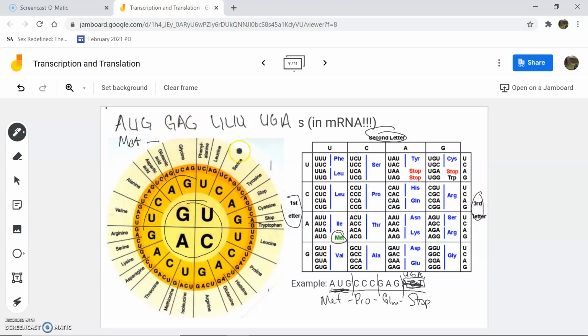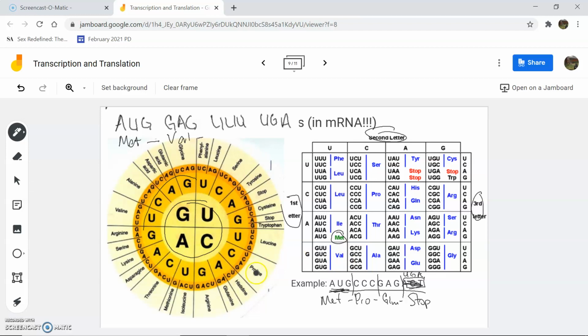And then we move over to GAG, and we could use the wheel. I'll go back over here just to get some practice with that. There's G, first letter, U is the second letter, and then G is the third. That's going to be valine. And notice that it doesn't matter what the third letter was. GU and anything was going to give you valine. Okay, and that'll become more important here as we move forward. But for right now, we just know that that's valine.